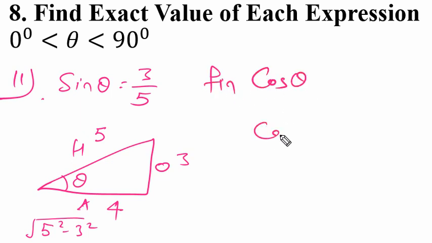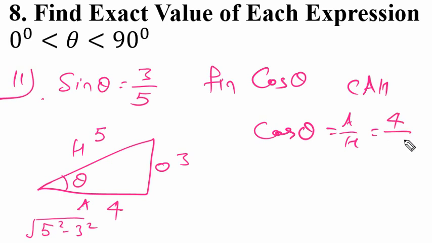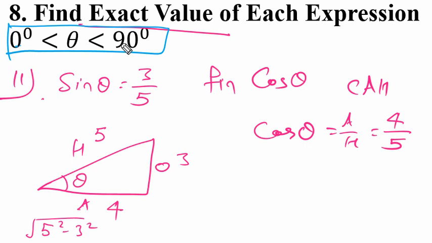So cos theta, so CAH, right? Adjacent over hypotenuse. Adjacent is 4, hypotenuse is 5. So cos theta is 4 over 5. That's your answer. That's what I mean by exact value. And I'm not talking about signs here, because between 0 degrees and 90 degrees, all trigonometric functions are positive. I told you at the beginning that all trigonometric functions are positive for 0 to 90. So that is why, if you see, the answers are all positive. Last question.